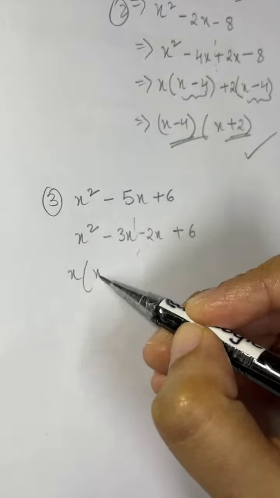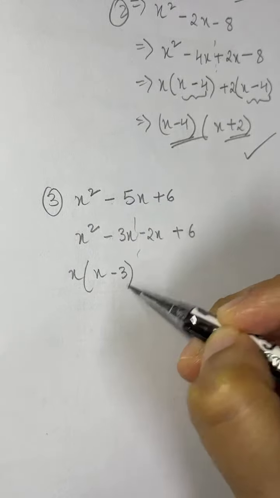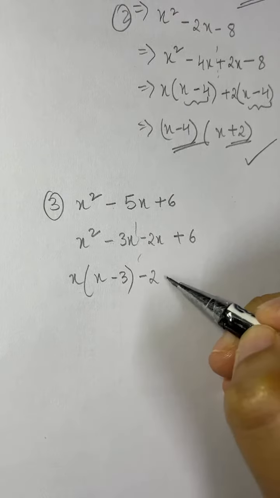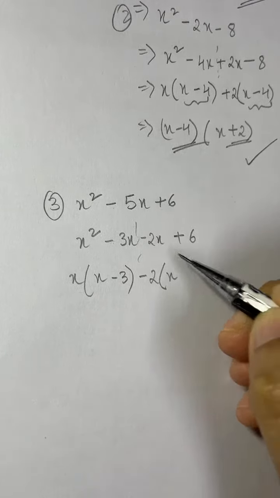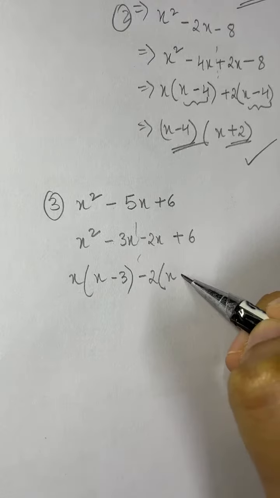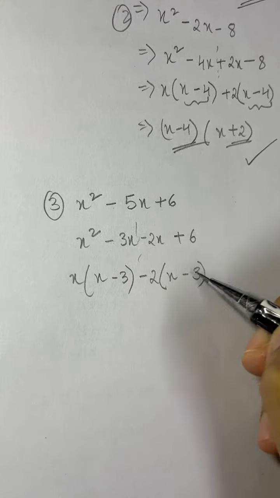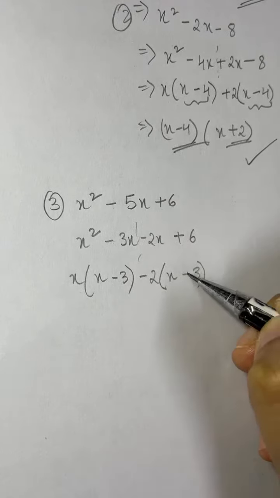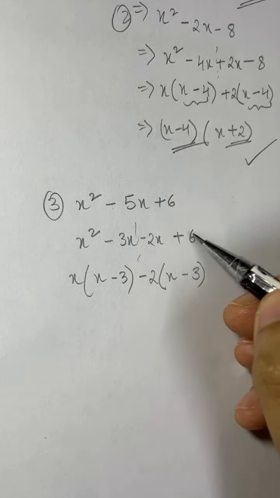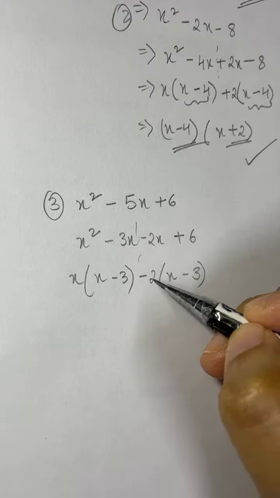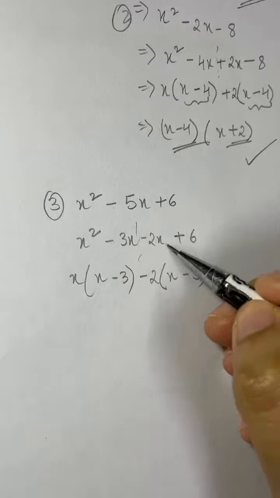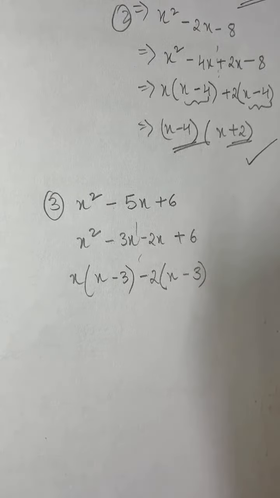What is left? X. Here, negative 3. And now, here you have negative 2 common. Take out x. What is left here? Negative 3. Now why negative 3? Why not positive 3? Because negative and negative should give you back positive 6. Negative 2, 2 times 3, 6. Minus into minus, plus. So you should not make mistake in that.